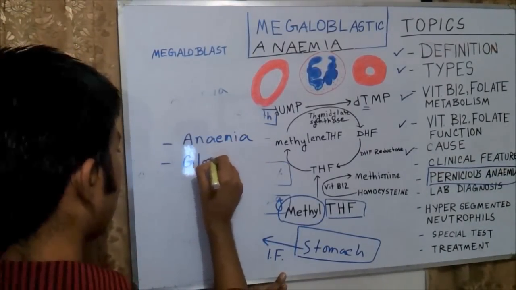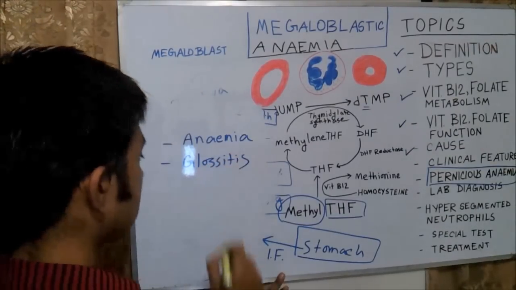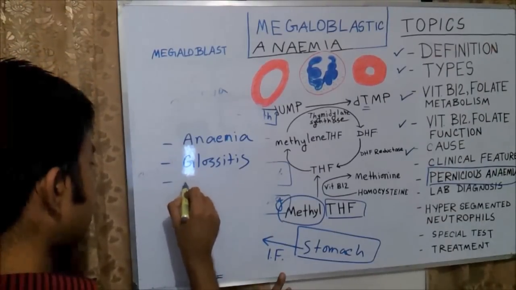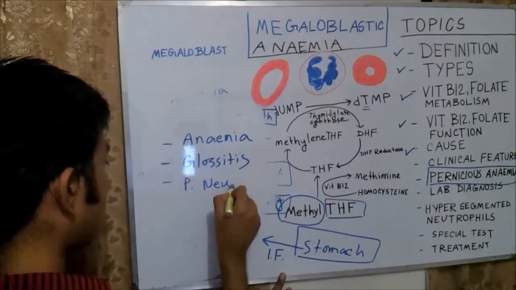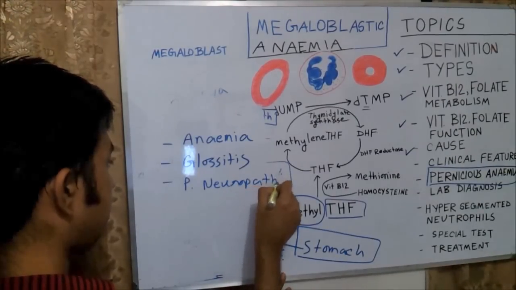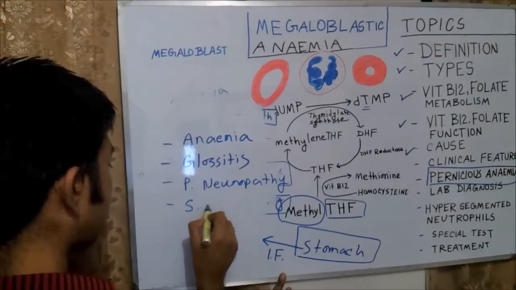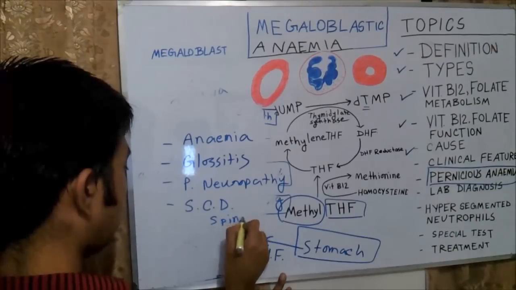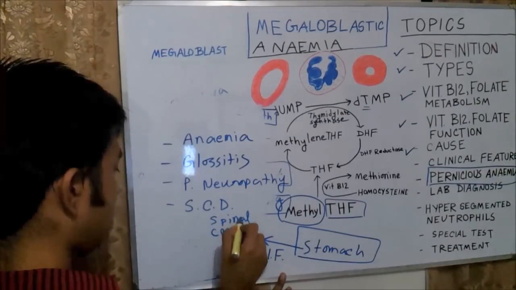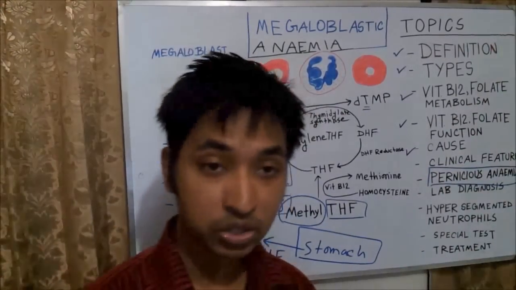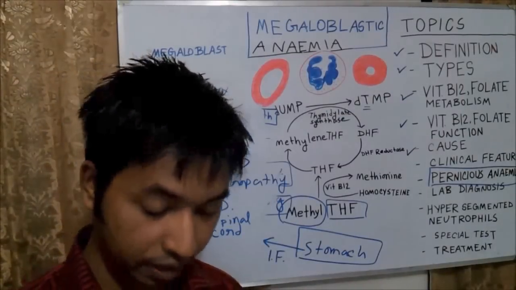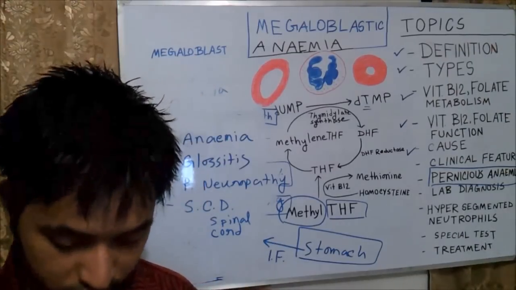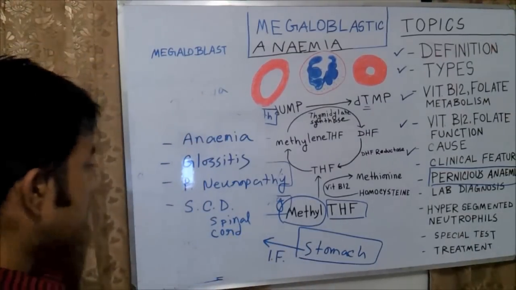Then there was glossitis, inflammation of the tongue. Okay. And there was peripheral neuropathy. And there was subacute combined degeneration of the spinal cord. Okay. So, what will be your diagnosis? The patient is having megaloblastic anemia due to vitamin B12 deficiency. Okay. So, now the interesting part.